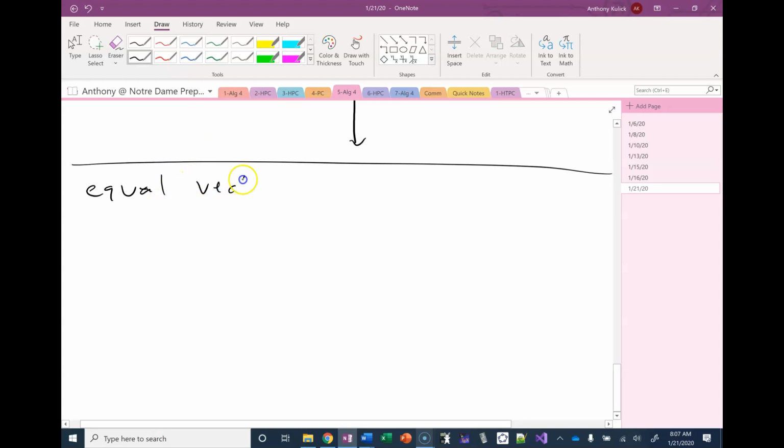Next thing I want to talk about are equal vectors. So for two vectors to be equal, what has to be true?